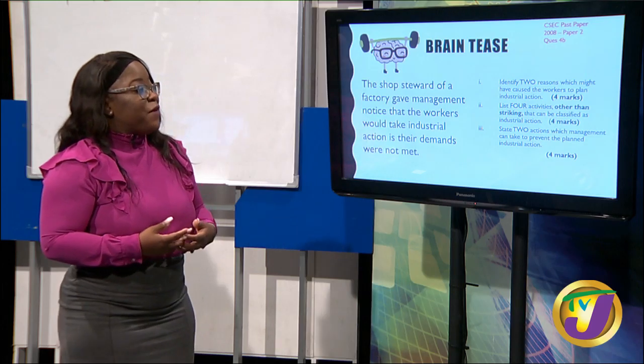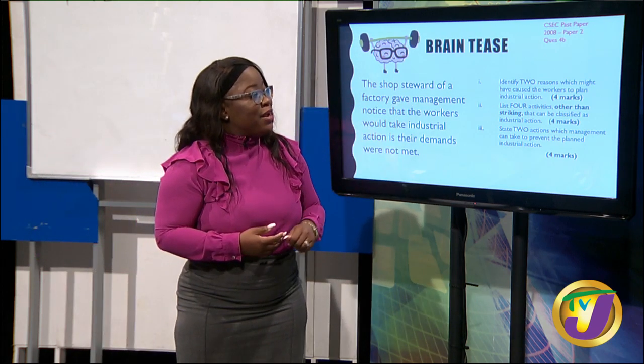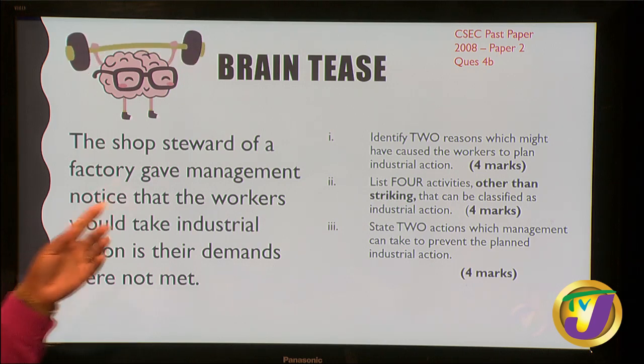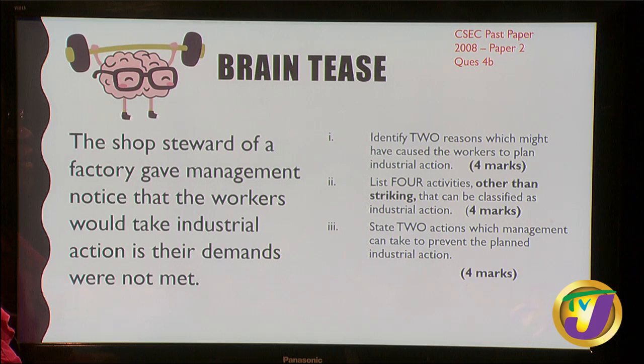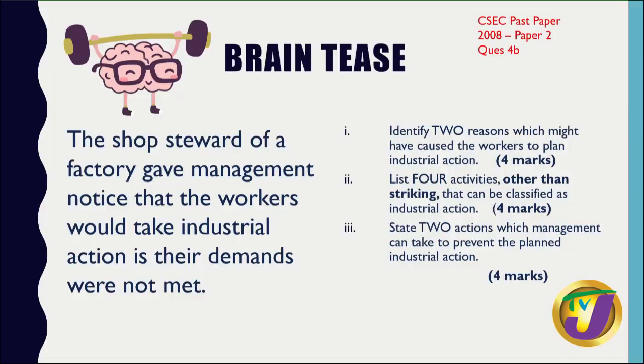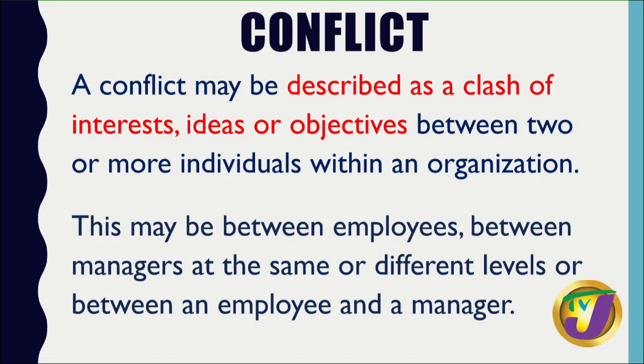Your task is to identify 2 reasons which might have caused the workers to plan that industrial action. You may want to list 4 activities other than striking, of course, that can be classified as industrial action. And you will be required to state 2 actions which management can take to prevent planned industrial actions. You'll notice that each part of the question is worth 4 marks, and we'll identify how best to respond to these questions if you see them again.